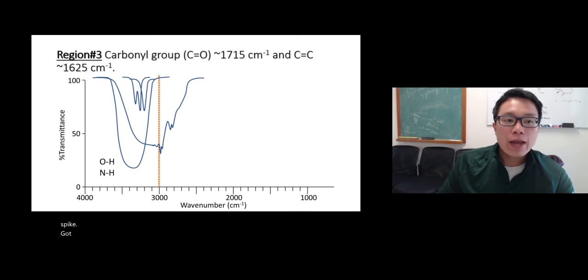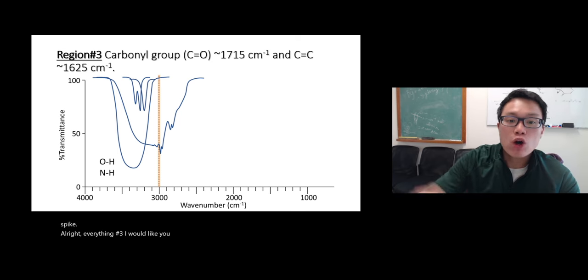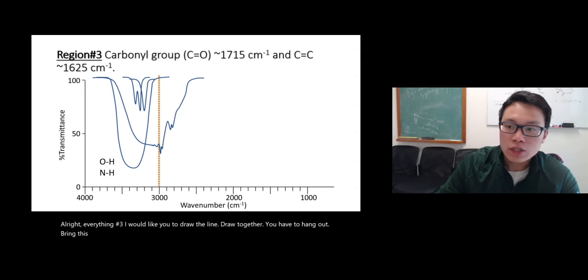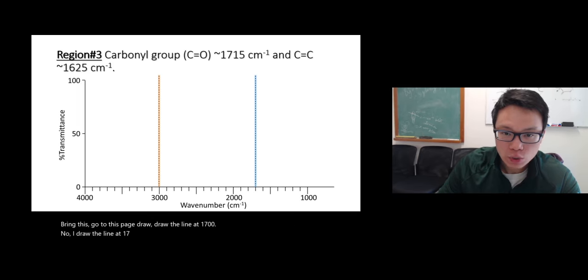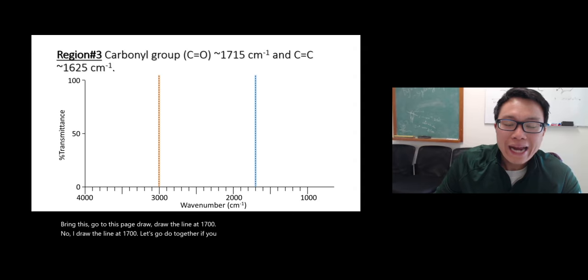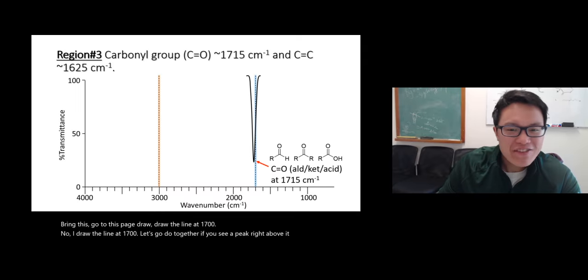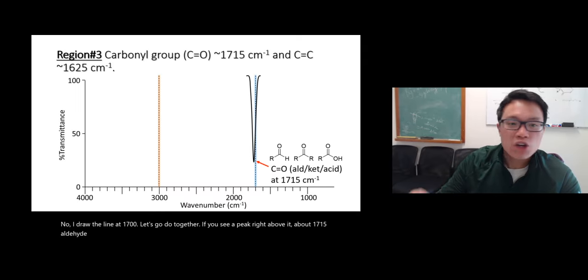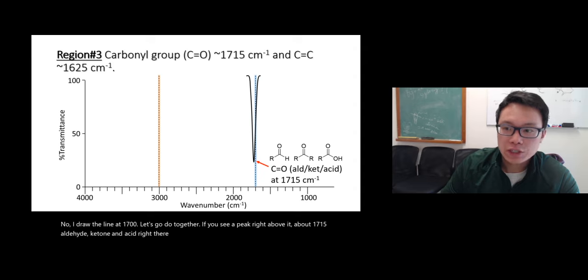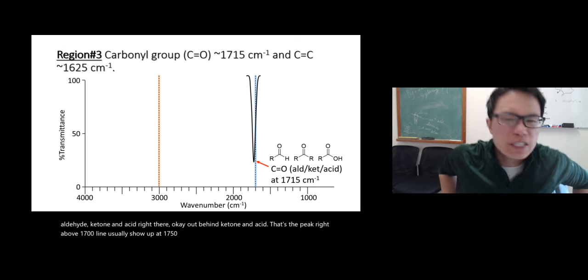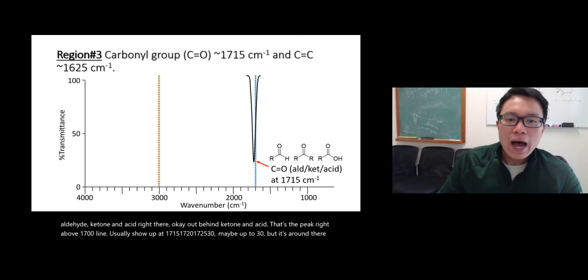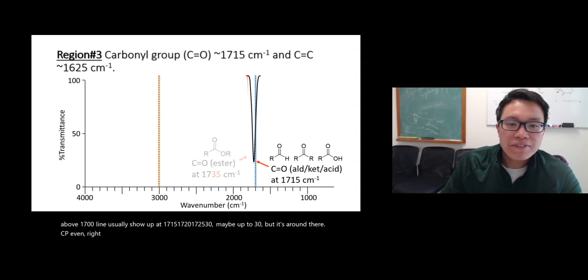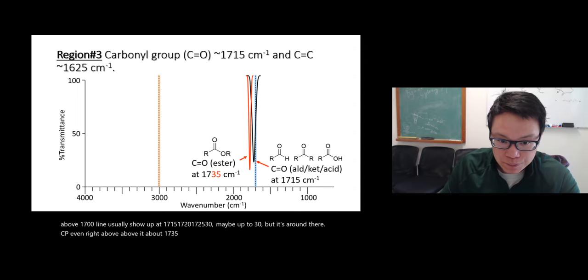Okay. All right. At region number three, I would like you to draw the line together. If you have the handout, go to this page, draw the line at 1700. Let's do it together. If you see a peak right above it, about 1715, aldehyde, ketone, and acid are right there. That's a peak right above the 1700 line. Usually shows up at 1715, 1720, 1725, 1730, maybe, but it's around there. If you see a peak even higher, about 1735, that's an ester.